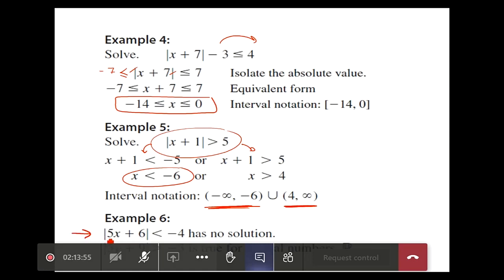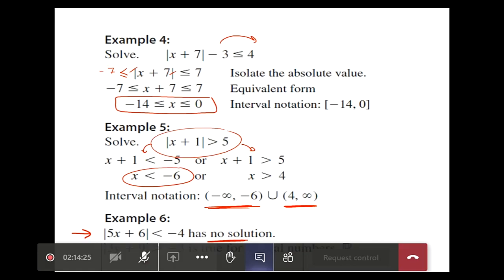Okay, look at this one. If we have absolute value less than a negative, this is no solution. How can we find x if we have absolute value less than a negative? Absolute value must be positive or 0. It is impossible to be less than a negative number, there is no domain, it must be positive or 0. So this is impossible: absolute value less than negative.